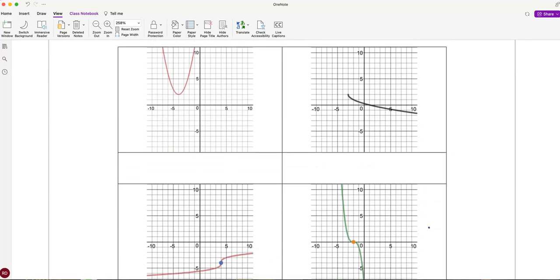Now, same process with all the other functions. This one is based on x squared. So f of x equals, what has happened? It's left 4 and up 2. So this is going to be x plus 4 squared plus 2.